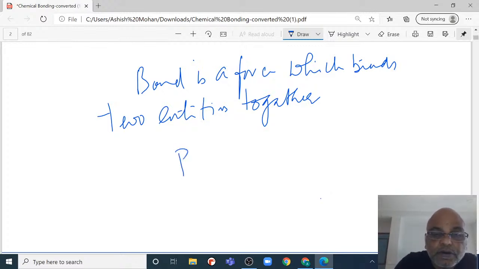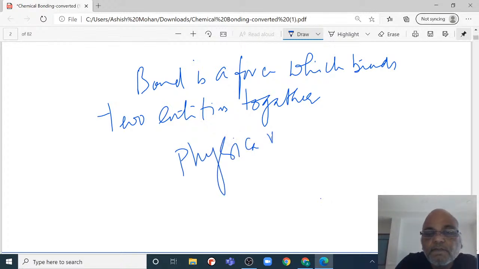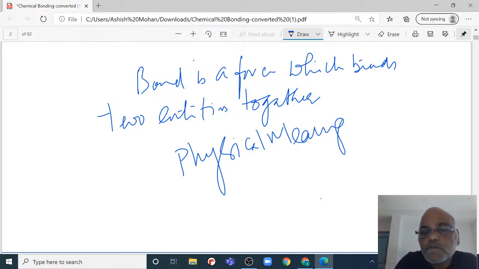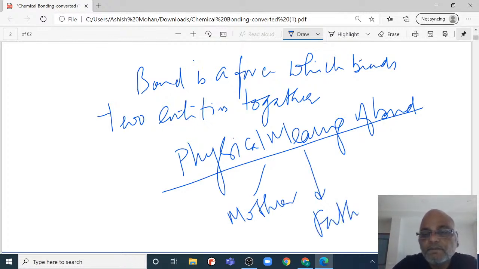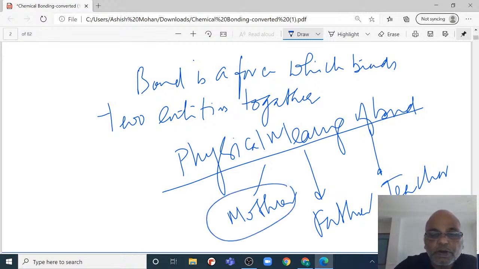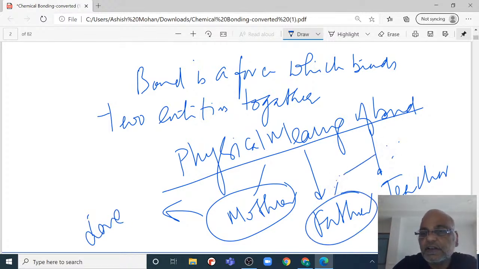The physical meaning of bond. See, if I am talking of the physical meaning of bond, I have a bond with my mother, bond with father, bond with teacher, etc. If I'm talking about bond with mother, there is a bond of love. Father, it is a bond of security. You have a bond with father, and the reason behind the bond, the driving force, is security.